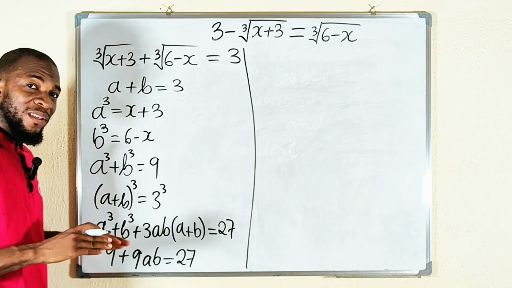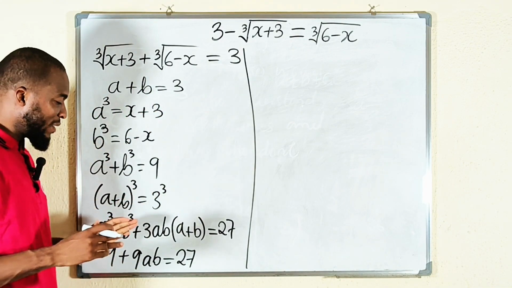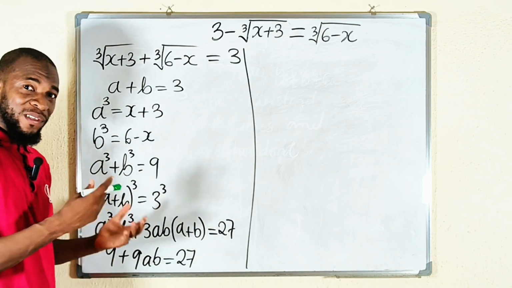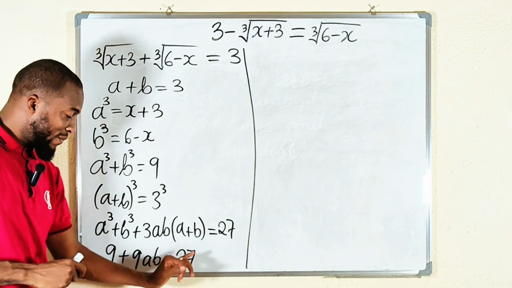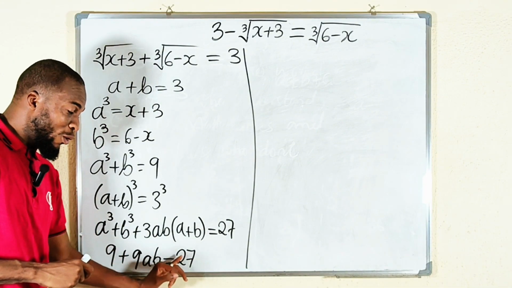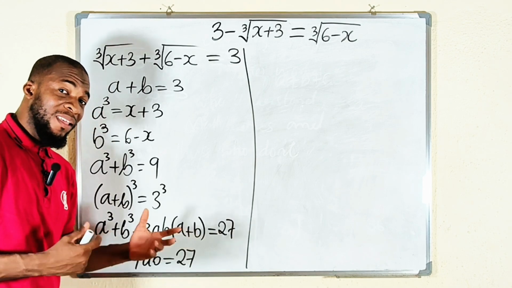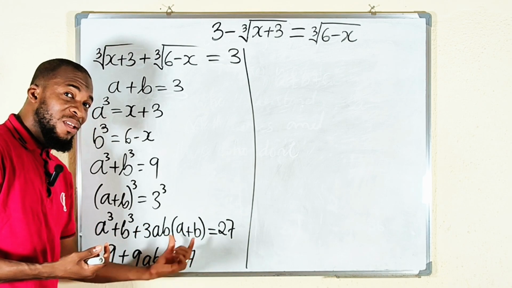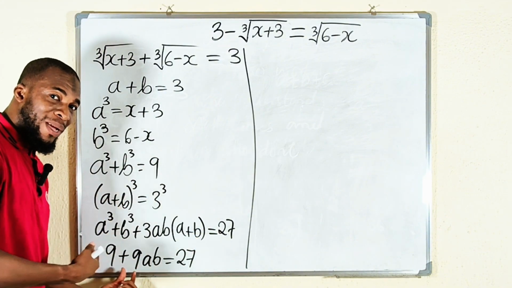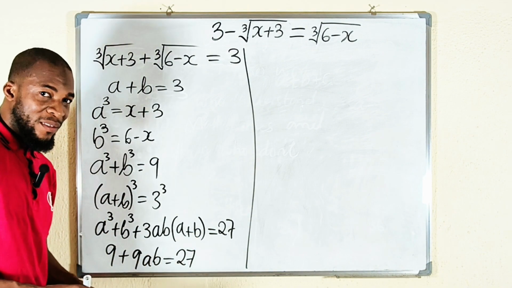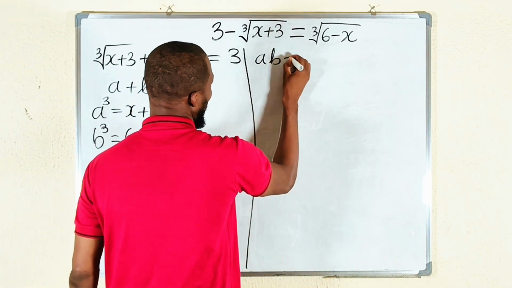Please write all of these steps because I have a very small board here. This is why I'm doing some of these things mentally. If you take 9 over, it becomes negative, right? So you have 9ab equals 27 minus 9. And 27 minus 9 is 18. So you have 9ab equals 18. As you divide both sides by 9, 18 divided by 9 is 2. Therefore, ab is equal to 2.